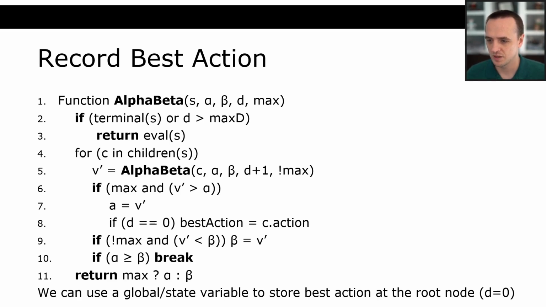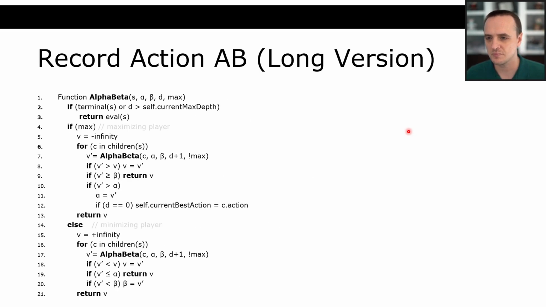So here, I'm going to put in one extra check that if I'm maximizing and I've found a new maximum, if the depth is equal to 0, then record the best action. So if I'm at the root node, record the best action. And so this, we can use some sort of global or state variable to record this best action, and I'll show you how to do that for our assignment. But here is the long version of AlphaBeta, and this is what I recommend doing for the assignment. It records your action for you, okay? And there's the recording of the action right in there in the long form version.